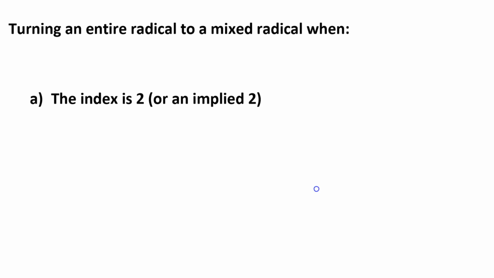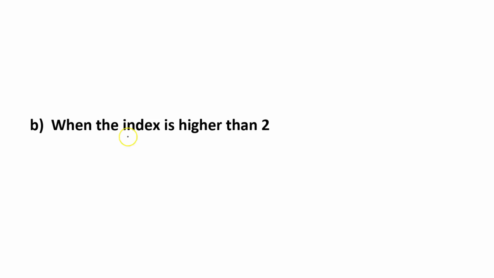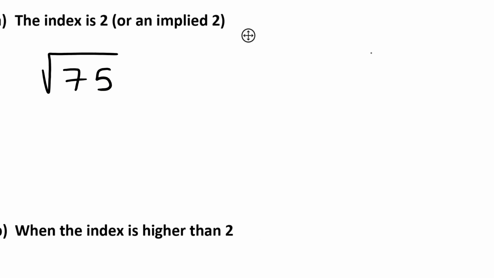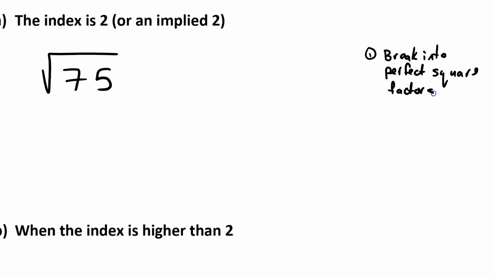So now let's look at this work here. Turning an entire radical into a mixed radical when the index is 2 or implied 2. And then we're going to say when the index is higher than 2. So I'm just going to give an example here. Square root of 75. So step 1: break into perfect square factors. Products of, break into products. Yeah, I'm going to say that.